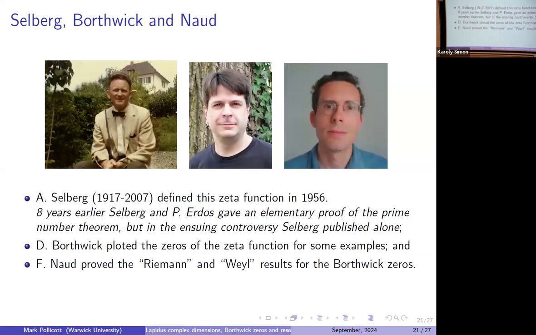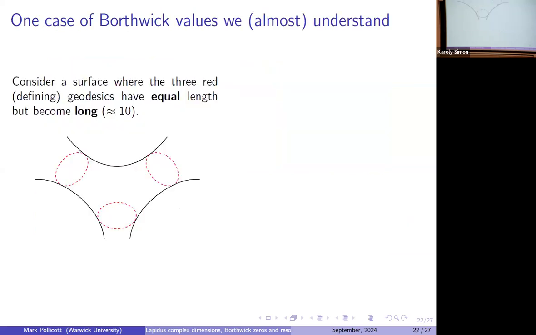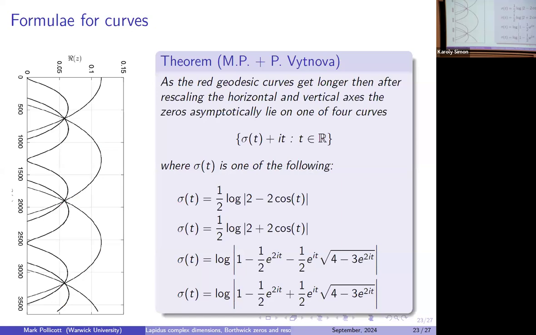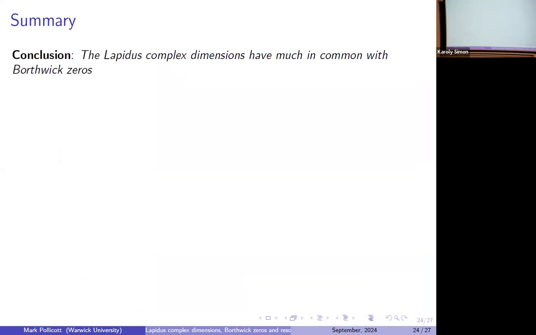And here's a picture of Frederick Naud, who proved the original results for these Borthwick zeros. I will skip this bit because I don't want to waste time. All this is saying that if you choose all the lengths to be the same and very long, then the pictures of the zeros look like this. And in this particular case, you can actually say what these curves seem to be with a formula for them like this. But that's an accident of the fact that it's a very special case, and it's actually possible to prove something. In general, it's a bit too messy to prove very much.